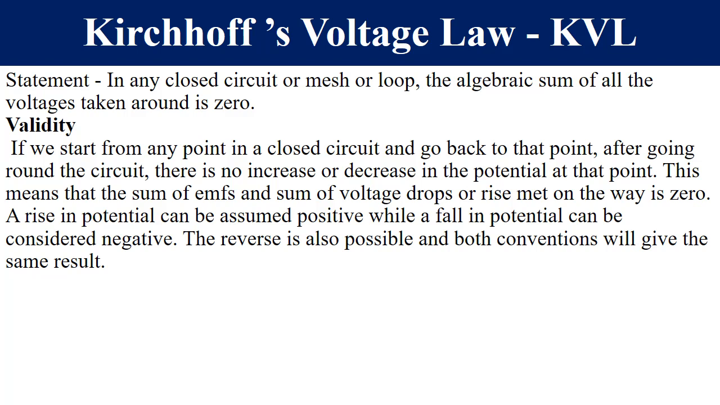This means that, or you can say it in this way, the sum of all EMFs and potential drops around a closed loop is equal to 0. And we can assume a rise in potential as positive and a fall in potential as negative. So guys, you must be able to state Kirchhoff's voltage law using the algebraic term and also using the sum of EMFs and potential differences.